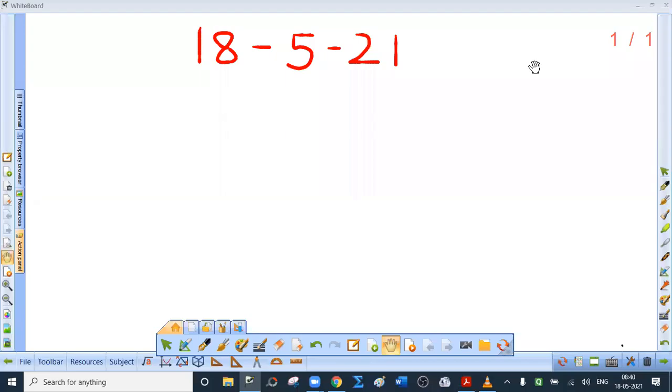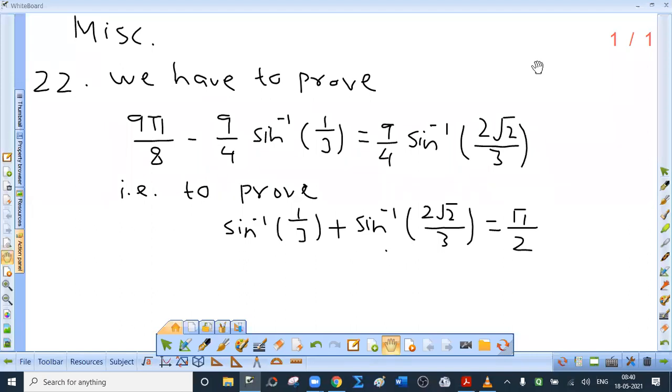Good morning. I think we have done 21st and then 23rd. So today we'll be starting with sum number 22 from miscellaneous exercise. This is an important sum.